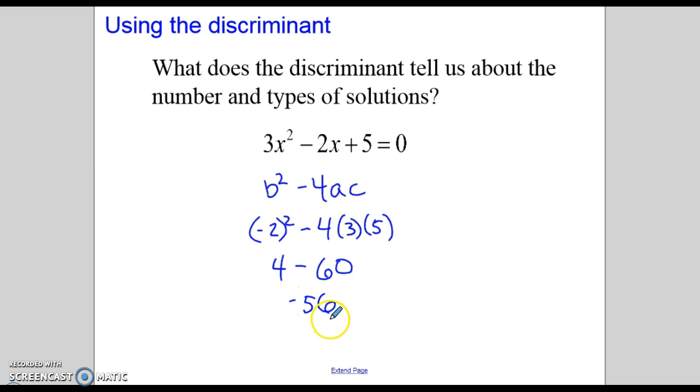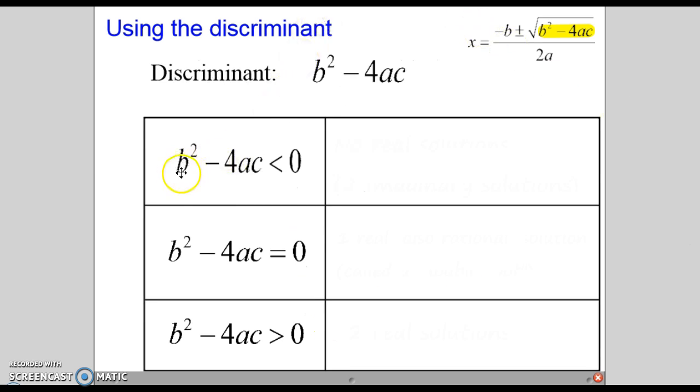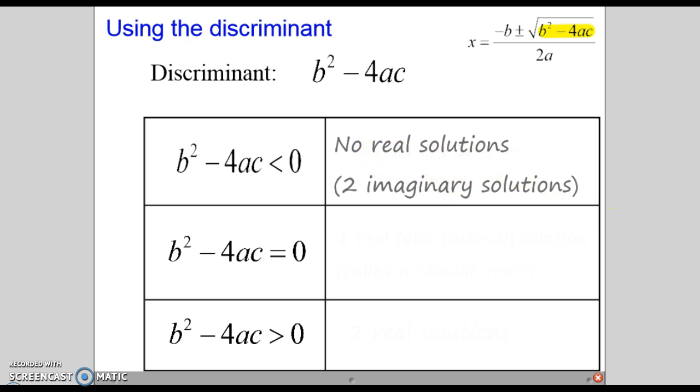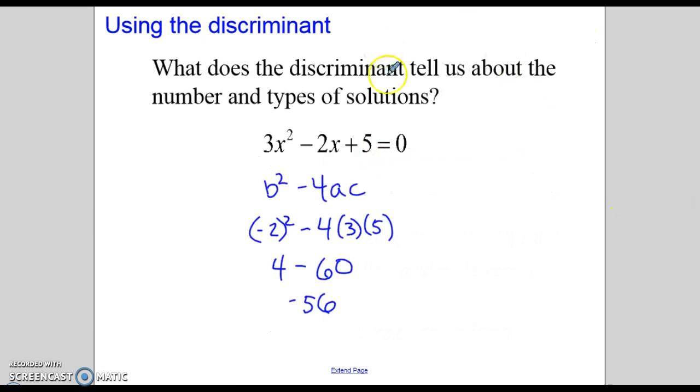Since my discriminant is negative, if I go back to my chart here, that tells me b squared minus 4ac is less than 0. Negative 56 is definitely less than 0. That means I'm going to have no real solutions. So the discriminant tells me there will be no real solutions. That also tells me there will be two imaginary solutions. So that's how we can use the discriminant to find out about the number and types of solutions to a quadratic.